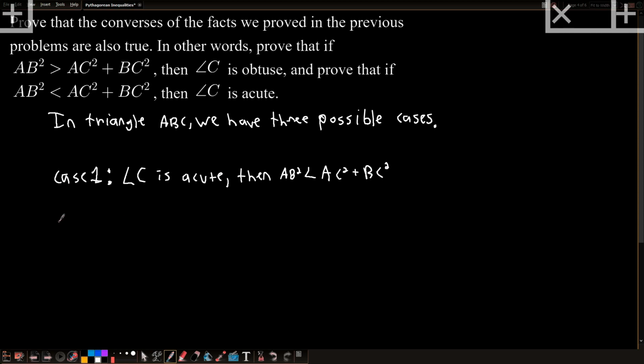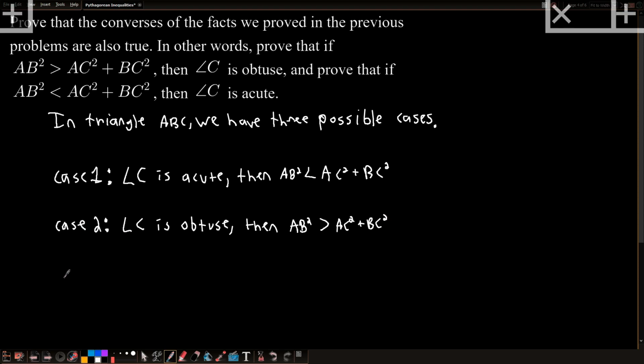And now let's look at case number two. What if angle C is obtuse? Well, again, in our previous work, in the last problem, we have shown that AB squared is greater than AC squared plus BC squared.